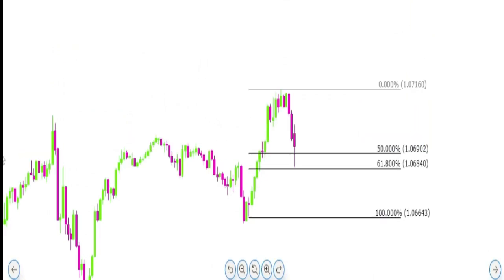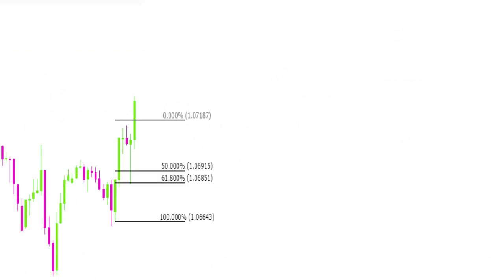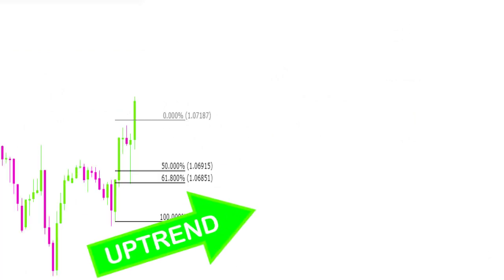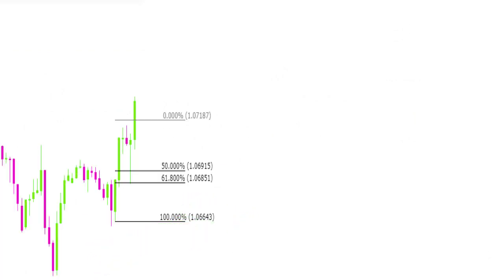The market reached the 0.618 level, and thus we would switch over to the higher time frame, which is the 1 hour time frame, in order to see if the market is in a clear uptrend or not. We can see that the market is in an uptrend in the 1 hour time frame chart also, as it is making higher highs and higher lows.